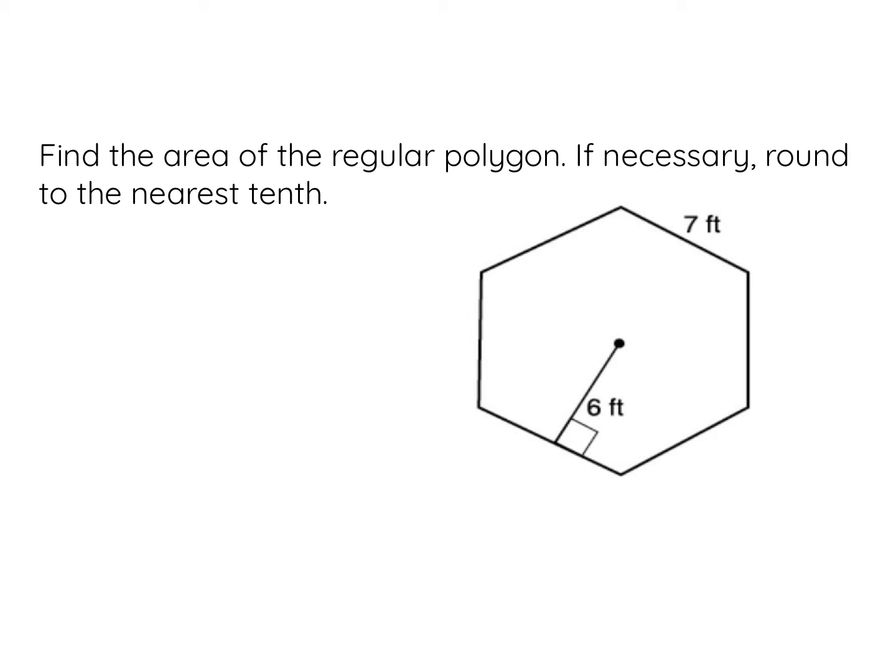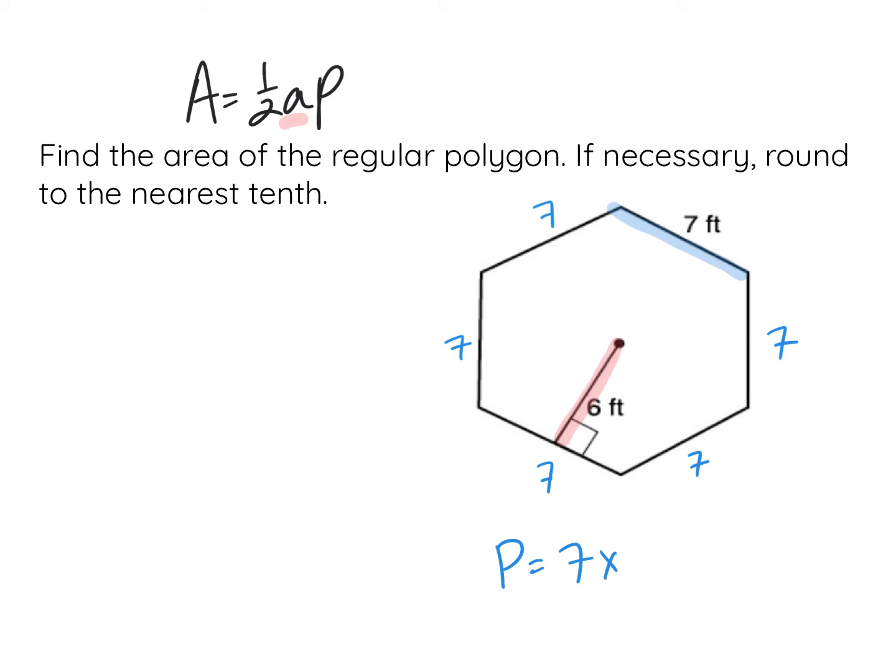All right, so again, that formula area is 1/2 AP. A stands for apothem, P stands for perimeter. If we look at, for A, that would be this, which is 6. The perimeter, we're going to have to figure out, but we know one side is 7, right? Because it's a regular polygon, this is 7, this is 7, this is 7, this is 7, this is 7, right? So the perimeter is just 7 times 1, 2, 3, 4, 5, 6, because there's 6 sides, okay? So the perimeter would be 42.